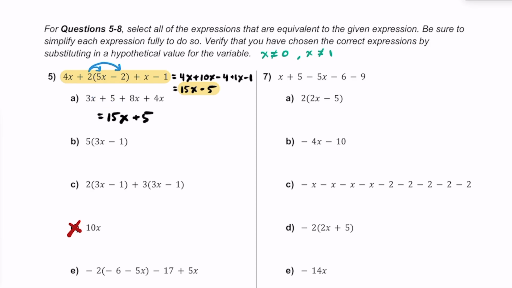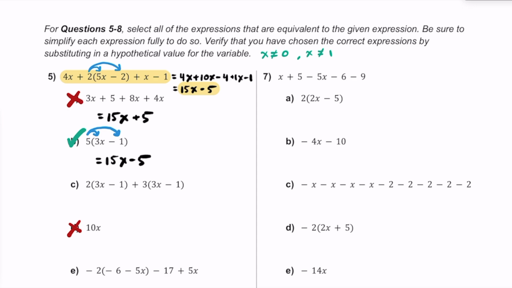So these two expressions do look very similar, but notice that we have a difference and we have a sum here. So it's close to being the same thing, but it is not. All right, for B, let's go ahead and distribute this 5 to both of these terms in here. If we do that, we're going to end up with 15x minus 5. Now compared, do these look like they are the same? They do indeed, so let's go ahead and say this does work out as well.